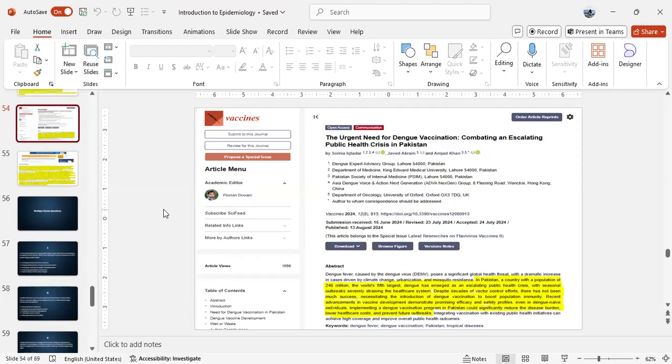Despite decades of vector control efforts, there has not been much success, necessitating the introduction of dengue vaccination to boost population immunity. Recent advancements in vaccine development demonstrate promising efficacy and safety profiles even in dengue-naive individuals. Implementing a dengue vaccine program in Pakistan could significantly reduce disease burden, lower healthcare costs, and prevent future outbreaks.